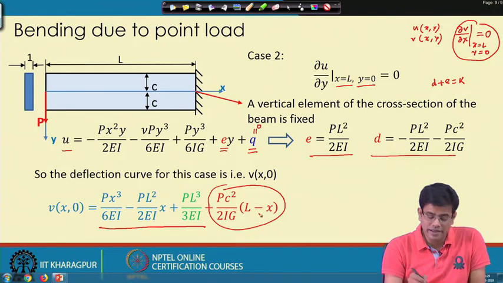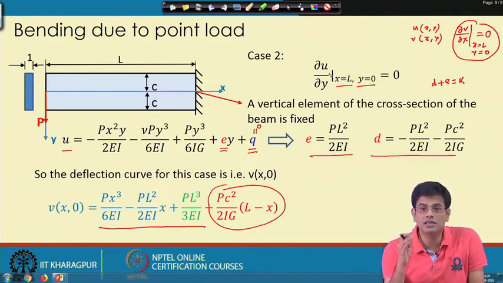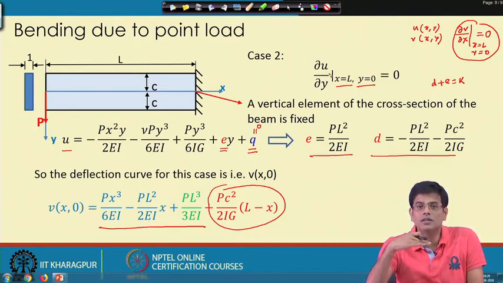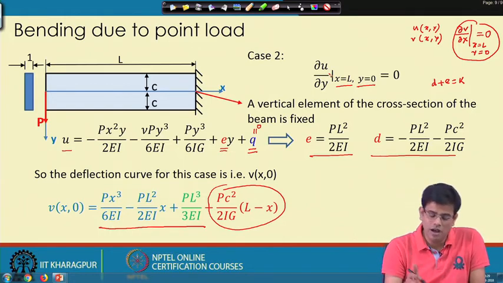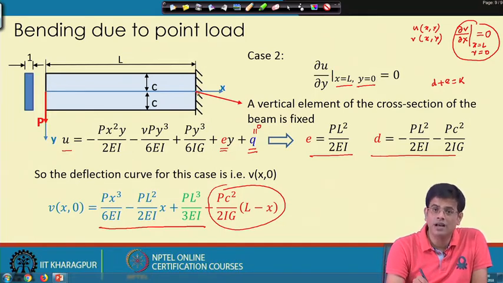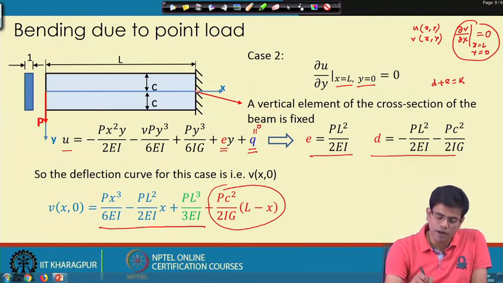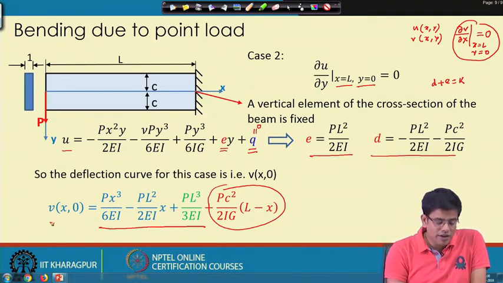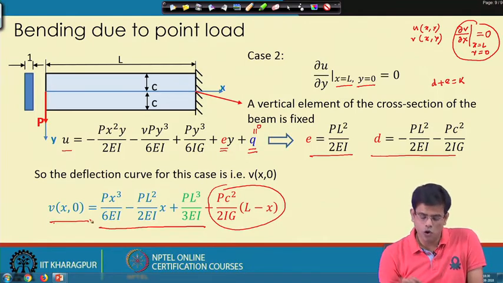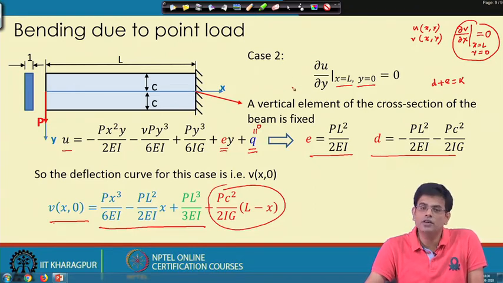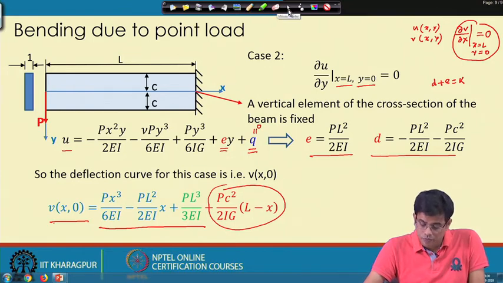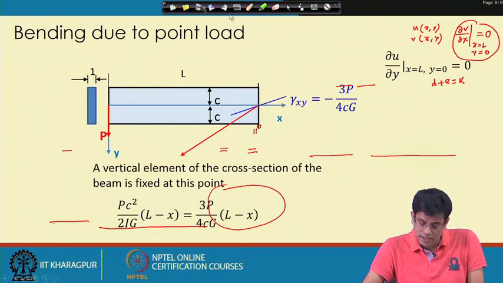That means if, instead of restricting the horizontal rotation at this point, I prevent the element of the vertical line at this point from rotating, then our deflected curve is essentially different. So this is actually known as the effect of shearing on the deflection. So now we will see what this means.